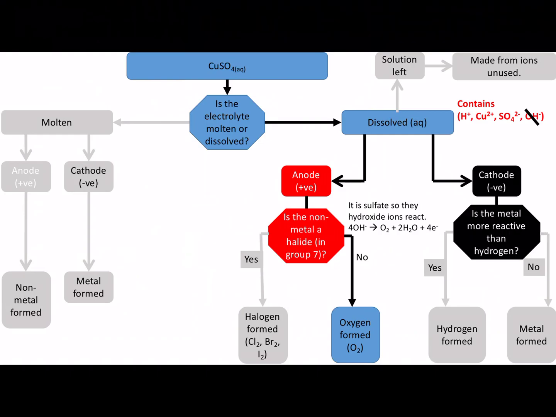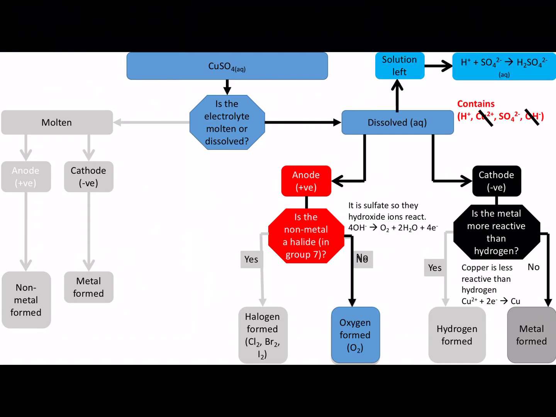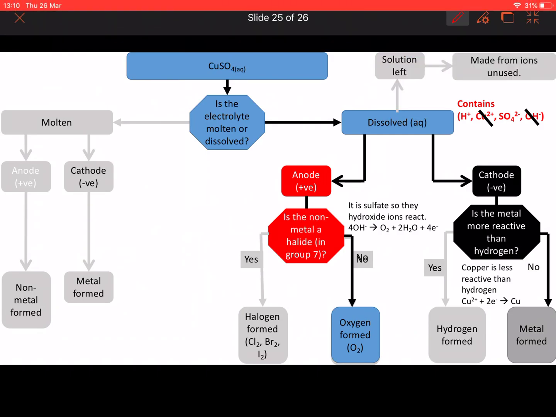Once we've done that though, we need to have a look at our negative electrodes. Is the metal more reactive than hydrogen? Copper is far less reactive than hydrogen, so it is going to be our copper ions that gain those electrons, becoming copper metal. That's why we see copper metal being deposited. And again, because our electrons are on the left-hand side, we're adding them on, so our copper ions have been reduced.